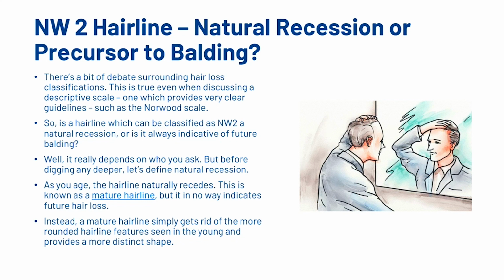As you age, the hairline naturally recedes. This is known as a mature hairline, but it in no way indicates future hair loss. Instead, a mature hairline simply gets rid of the more rounded hairline features seen in the young and provides a more distinct shape.